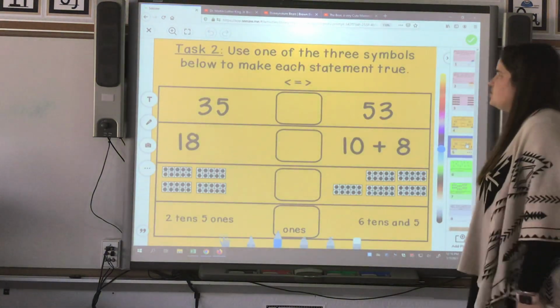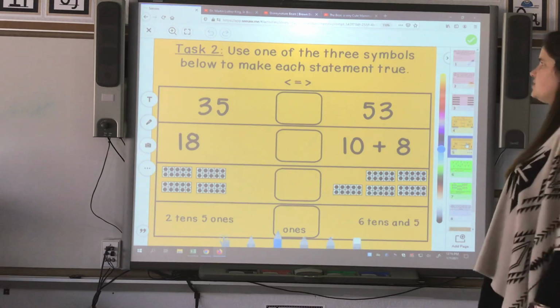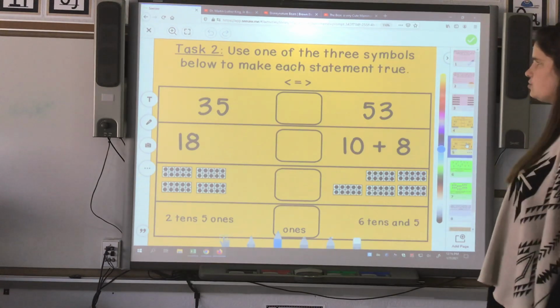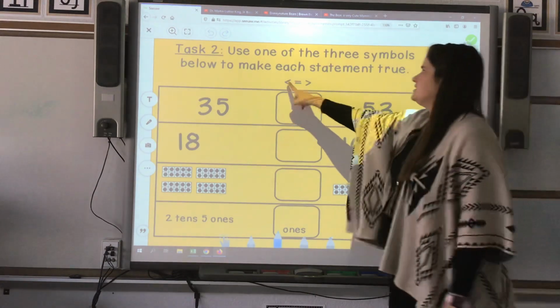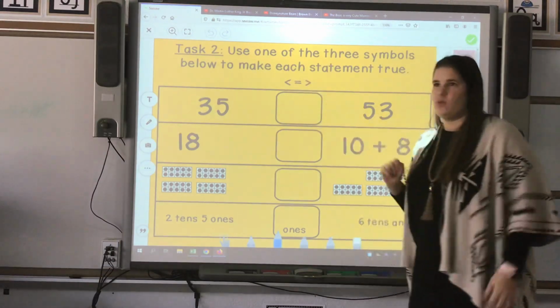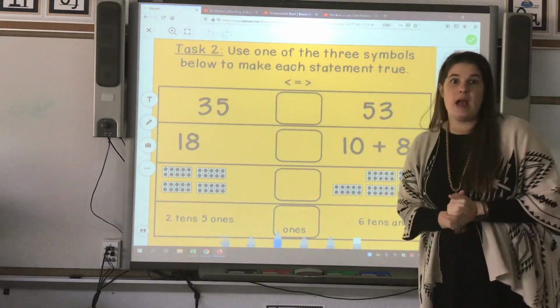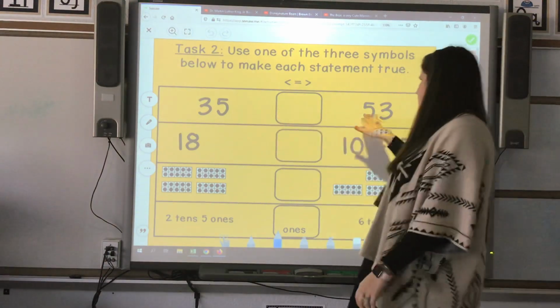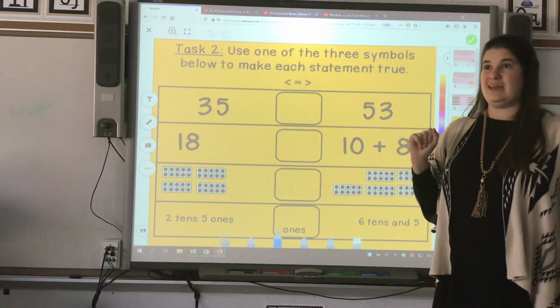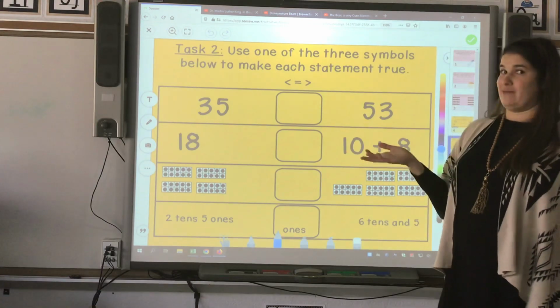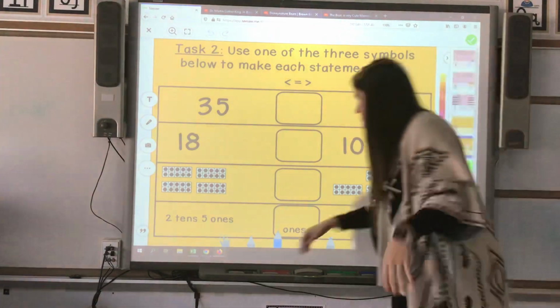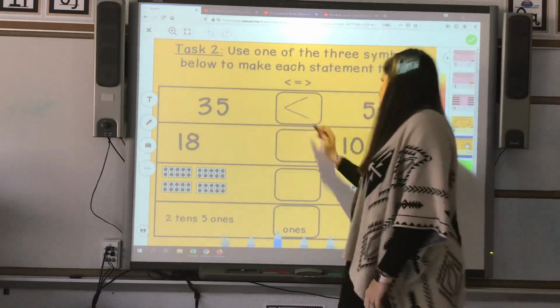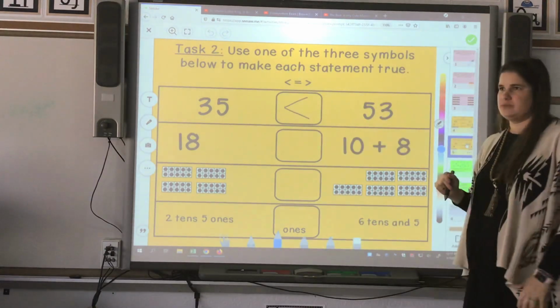On this next one, use one of the 3 symbols below to make each statement true. So you have less than, equal to, greater than. We know that the alligator always eats the bigger number. So I'm looking, I see 35 blank 53. I know 35 is less than 53 because the alligator wants to eat the bigger number.